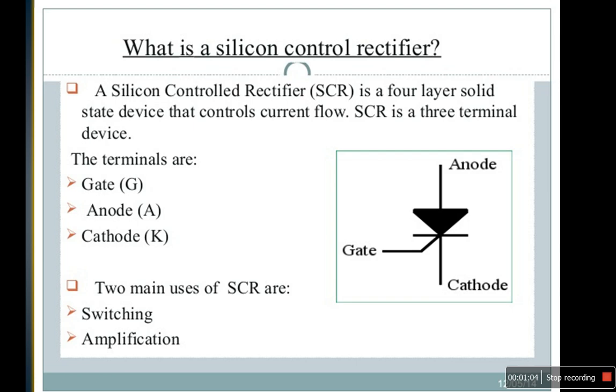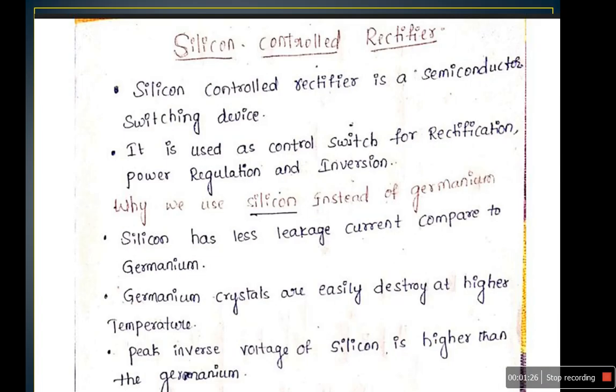It has 4 layers and 3 terminals. Those 3 terminals are anode, cathode and gate. The two main uses of SCR are switching and amplification. So silicon control rectifier is a semiconductor switching device. It is used as a control switch for rectification, power regulation and inversion process.